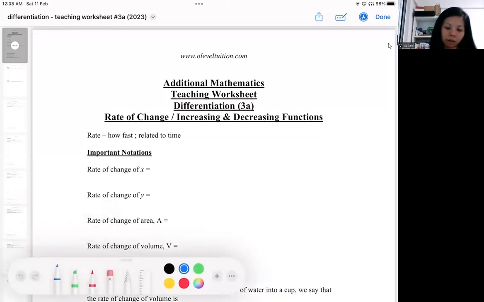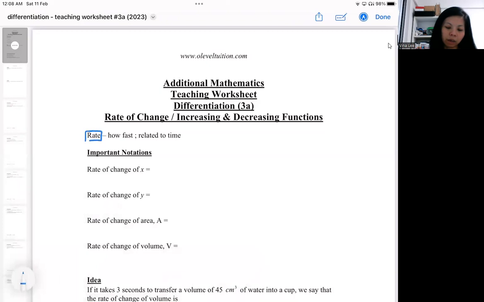When we say rate of change, the word rate is related to how fast. When we say rates, we think about how fast we do certain things, how fast we use up certain things. So in a way, it's always related to time. That is the basic thinking.